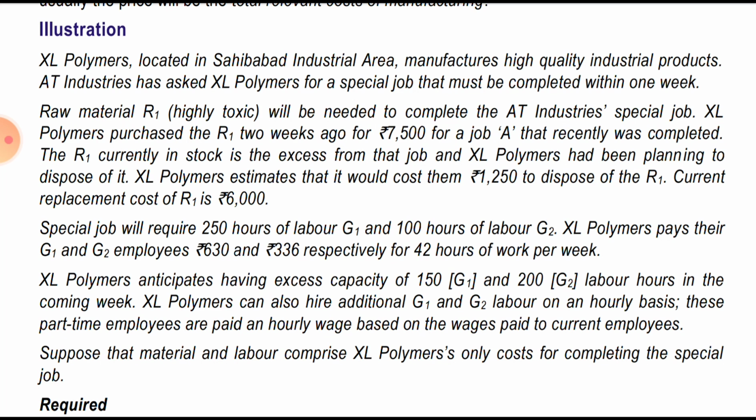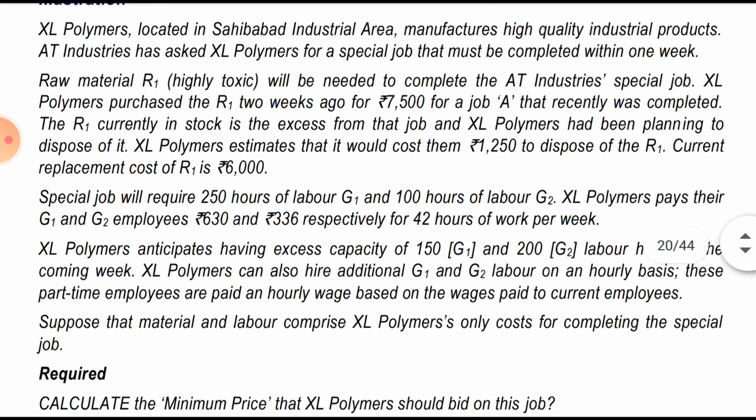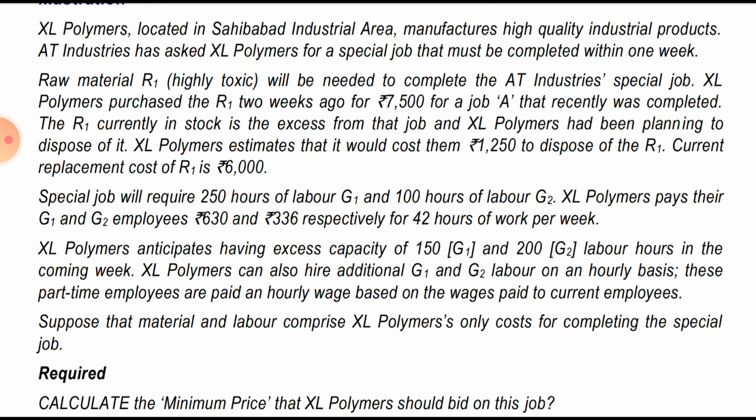Excel Polymer, located in Shahibad, manufactures high quality industrial products. 80 Industries asked Excel Polymer for the special job that must be completed within a week. The raw material R1 will be needed to complete the 80 Industries special job. Okay, Excel Polymer purchased R1 2 weeks ago.